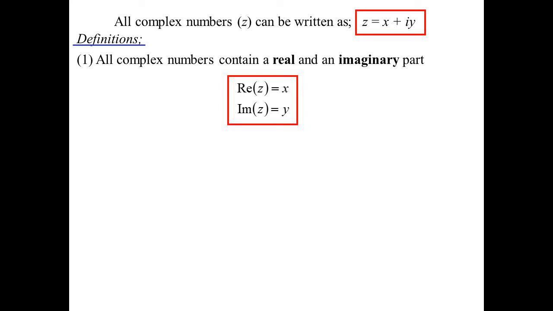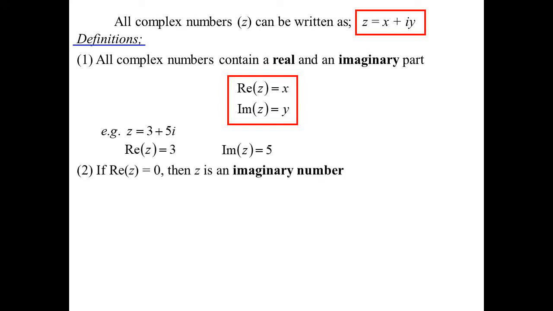Notice y is a real number. So when we say iy, i is the imaginary unit, and we're saying that's times a real number. If I have 3 plus 5i, and they ask, what's the real part? Well, the real part's 3. What's the imaginary part? Well, the imaginary part's 5. It's not 5i, it's 5.